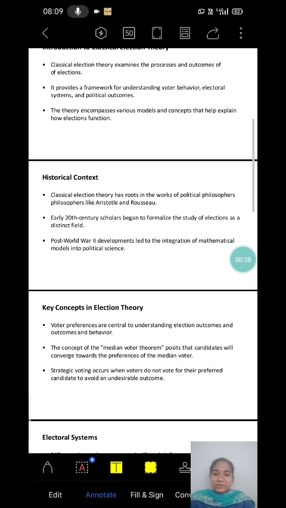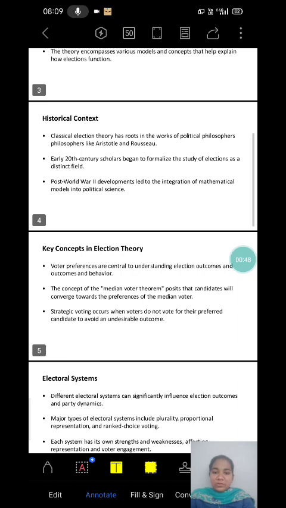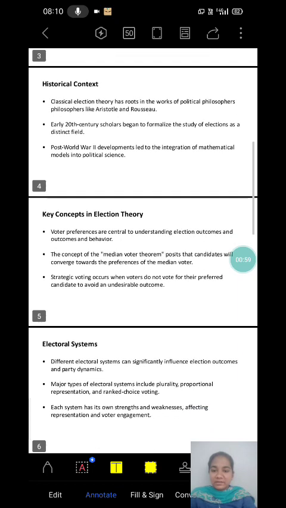Historical context. Classical election theory has roots in the works of political philosophers like Aristotle and Rousseau. In the 20th century, scholars began to formalize the study of elections as a distinct field. Post World War II developments led to the integration of mathematical models into political science.